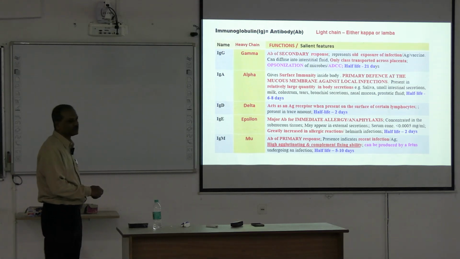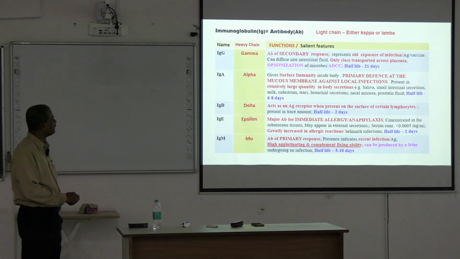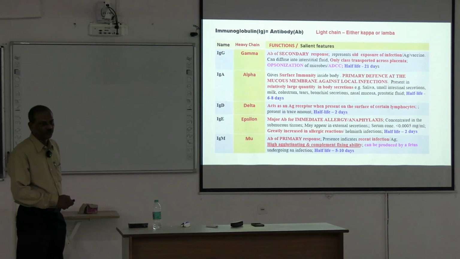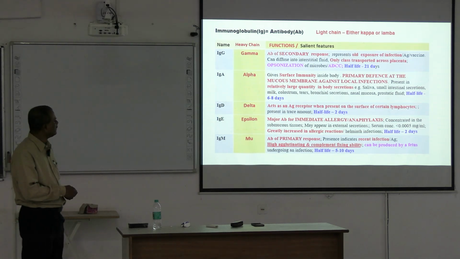Gamma, I try to understand. IgG is the antibody of secondary response. Note down red points at least. Old exposure of infection. If you get IgG of dengue, that means she has been previously exposed to dengue. It is not a new infection. And that is how you diagnose a case of fever, whether he is suffering from recent dengue or a past dengue. Same with typhoid. It is the only class transported across the placenta, as I told you.